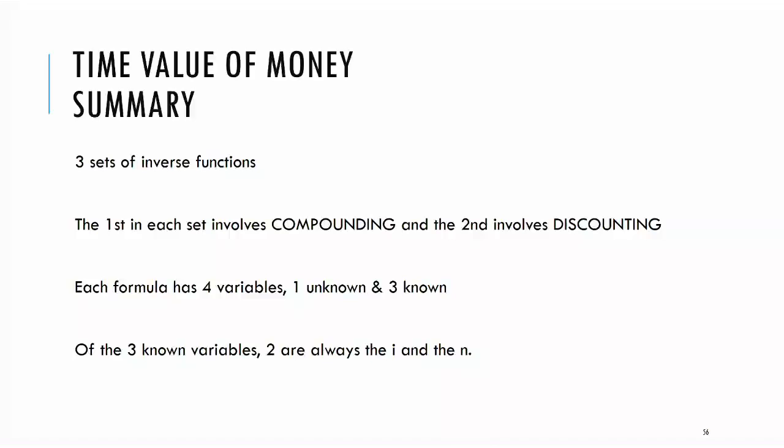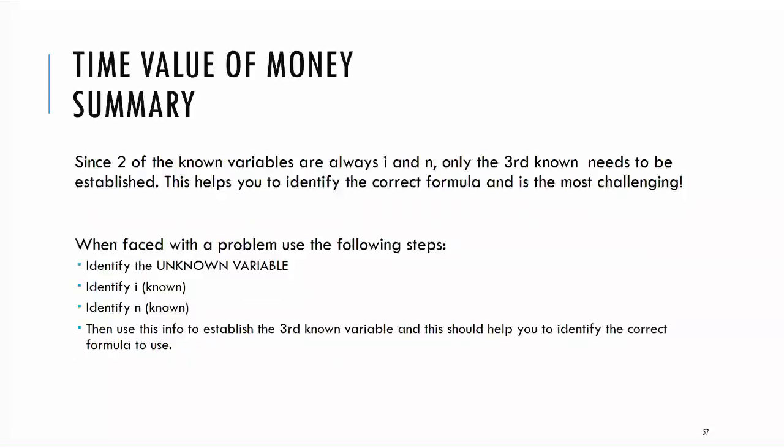All right, 3 sets of inverse functions. The first in each set involves compounding, and the second involves discounting. Each formula has 4 variables, 1 unknown and 3 known, of course. And of the 3 known variables, two are always the interest rate and the number of periods. Simple. All right.